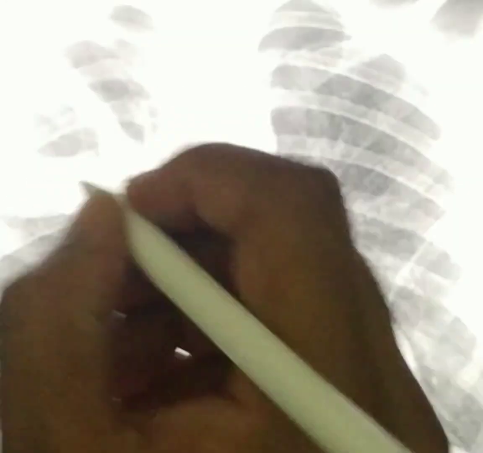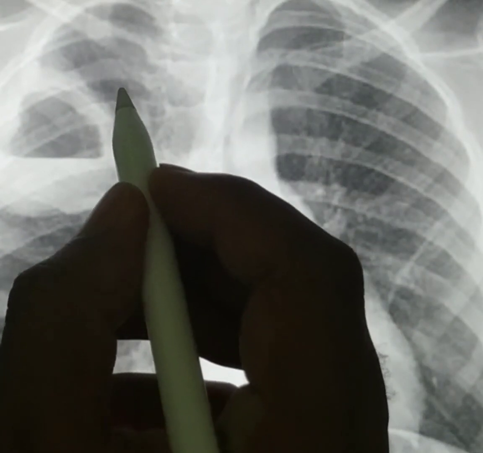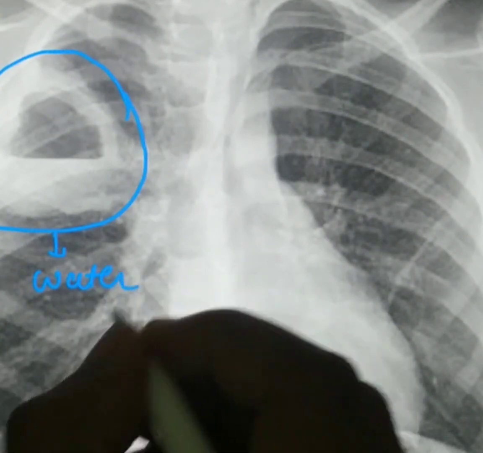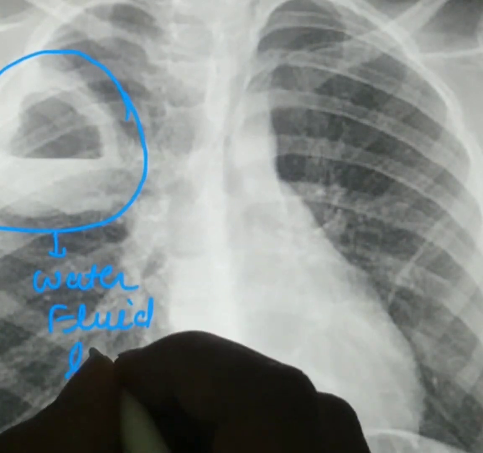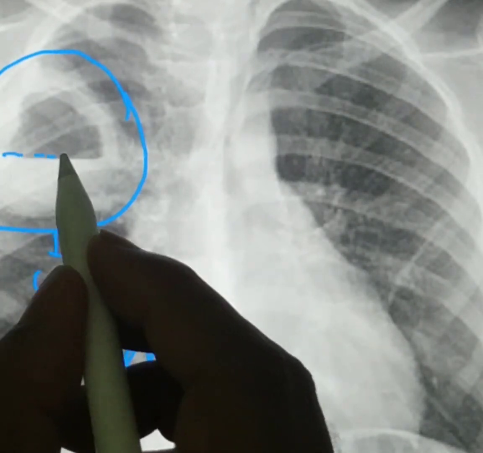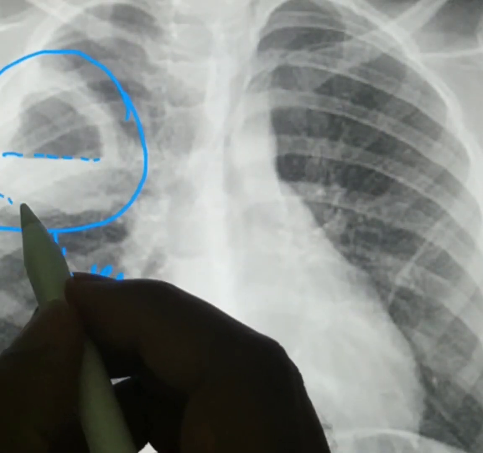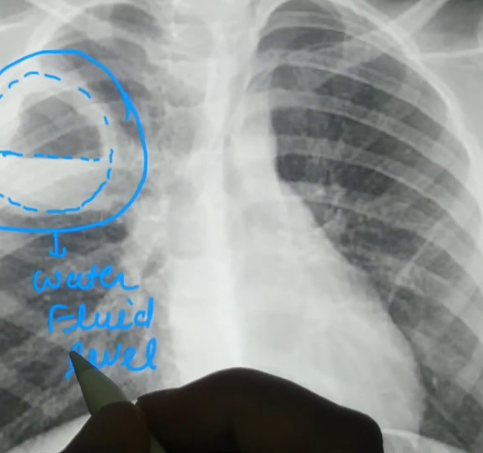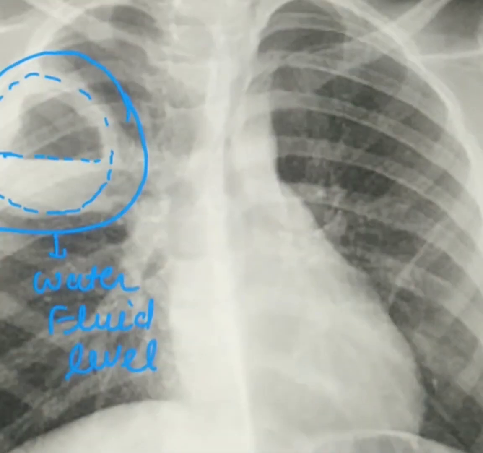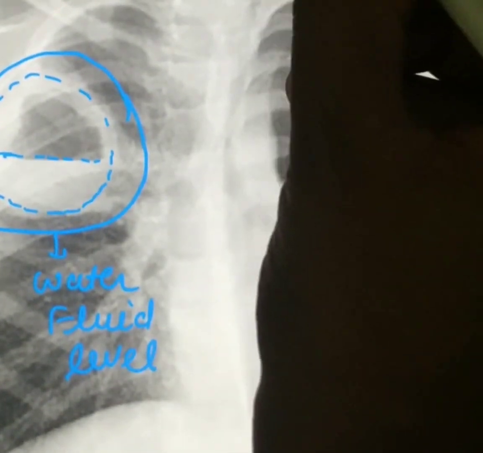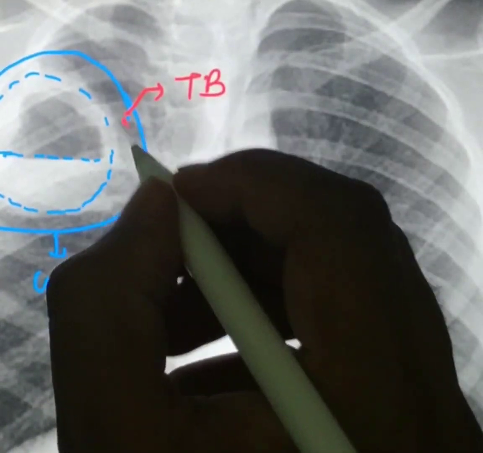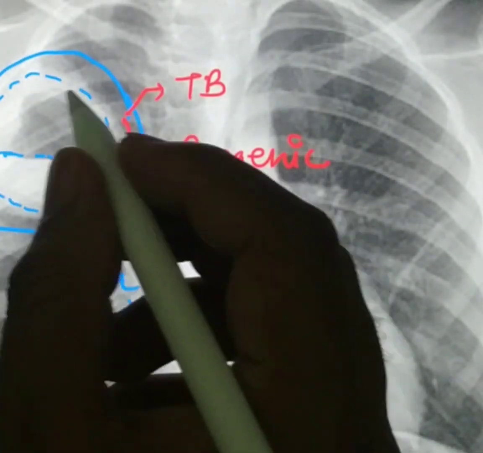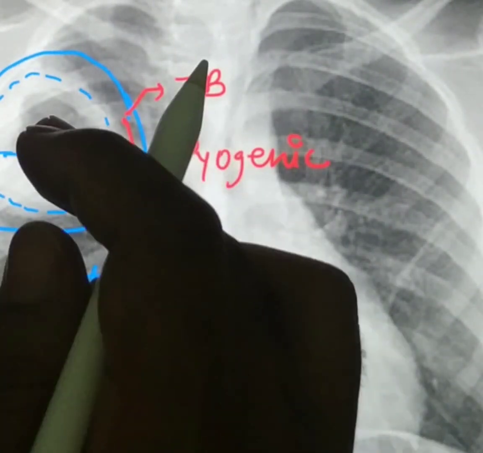This is the X-ray typical of lung abscess. In this, there is an area of air-fluid level. Air is present on the upper side, and this is the area of fluid. So this is typical of lung abscess. Lung abscess may be tubercular or pyogenic. So if there is an air-fluid level, it is typical of lung abscess.